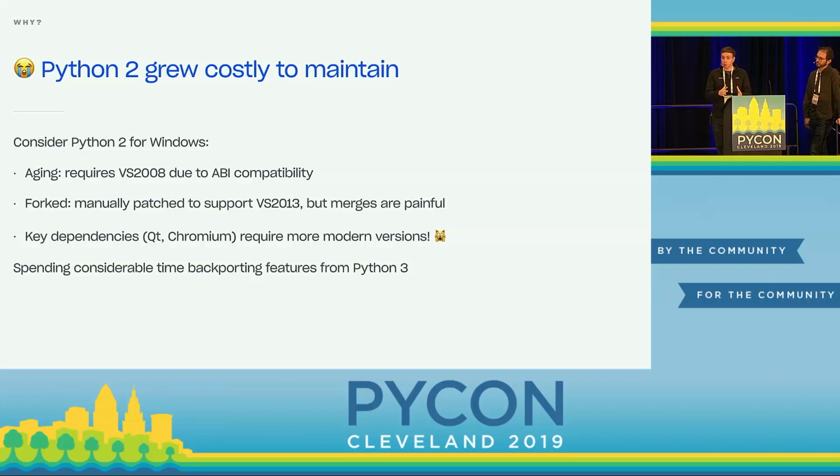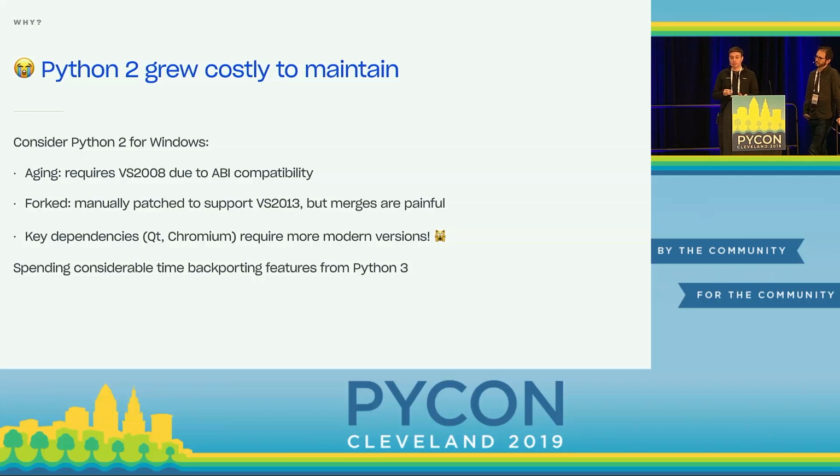Now, thankfully, we control our own Python, and so we decided to fork Python 2. And we actually manually patched it all the way up to supporting Visual Studio 2013. But the more we did that, the more painful merges were becoming, and the more undocumented behavior started appearing. And this came to a head when some of our key dependencies, like Qt or Chromium, just started requiring the very latest and greatest in compilers.